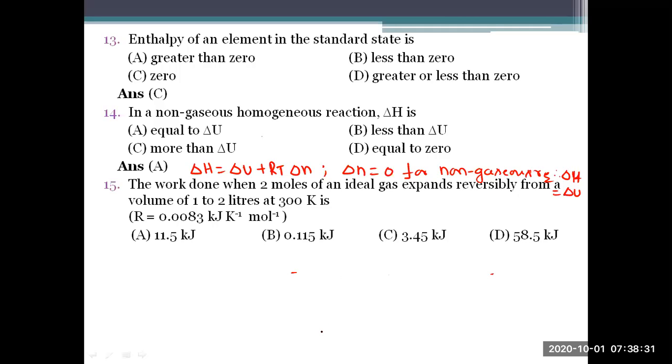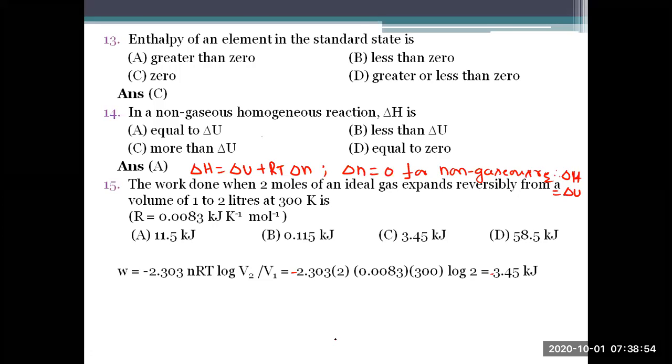Is it an adiabatic process or an isothermal process? Isothermal. Because it is reversible? No, it is not isothermal just because it is reversible. Because it is 300 Kelvin, temperature is constant, it is isothermal. Even an adiabatic process can also be reversible. Okay. The equation to be used: minus 2.303 nRT log V2 by V1. So, n value 2 moles they have given. Better use the R value they have given, 0.0083, into 300. Log 2 is 0.3010, right?